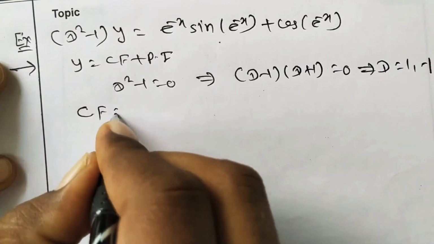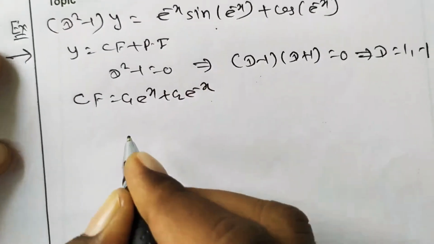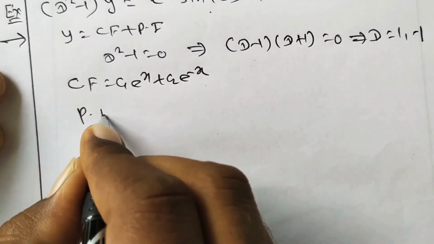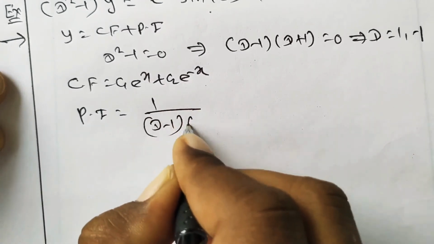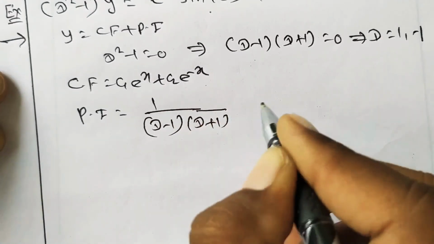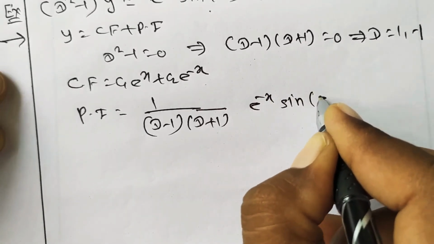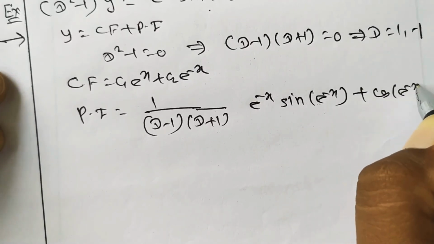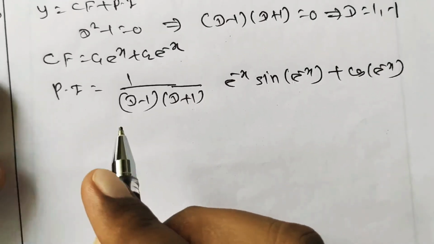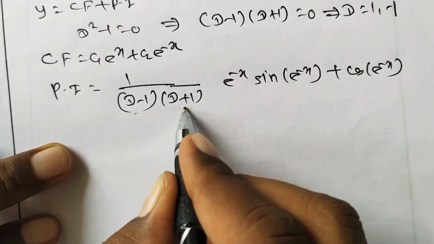Therefore the complementary function is C.F. equal to c1 e raised to x plus c2 e raised to minus x. Now the particular integral P.I. is 1 upon phi of D, that is 1 upon (D minus 1)(D plus 1) into e to the power minus x, sine of e to the power minus x plus cos of e to the power minus x. Again, which factor is applicable here first, D minus 1 or D plus 1?